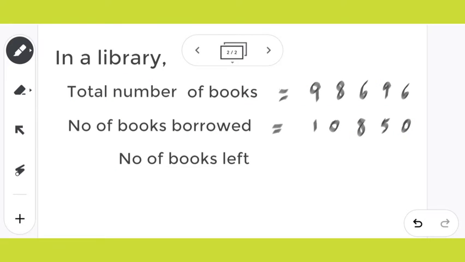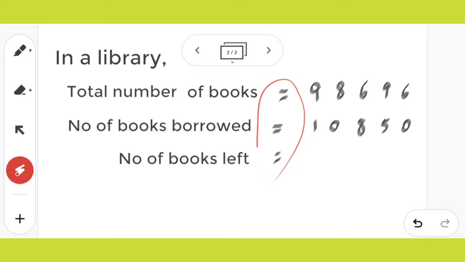Okay, now see, I have written the statement. In a library, total number of books is 98,696. The number of books borrowed are 10,850. So now we have to find the number of books left. So number of books left equal to, see here, the equal sign is in the same order.